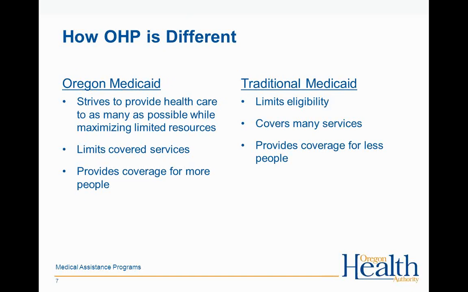So just a visual of how OHP is different than traditional Medicaid. We strive to provide health care to as many people as possible with limited resources. So we do need to limit the covered services, but we're able to provide coverage to more people because we do it that way. Traditionally, Medicaid limits eligibility but covers many services. So coverage is pretty wide, but it's for less people with traditional Medicaid. So we're a little bit different in Oregon.